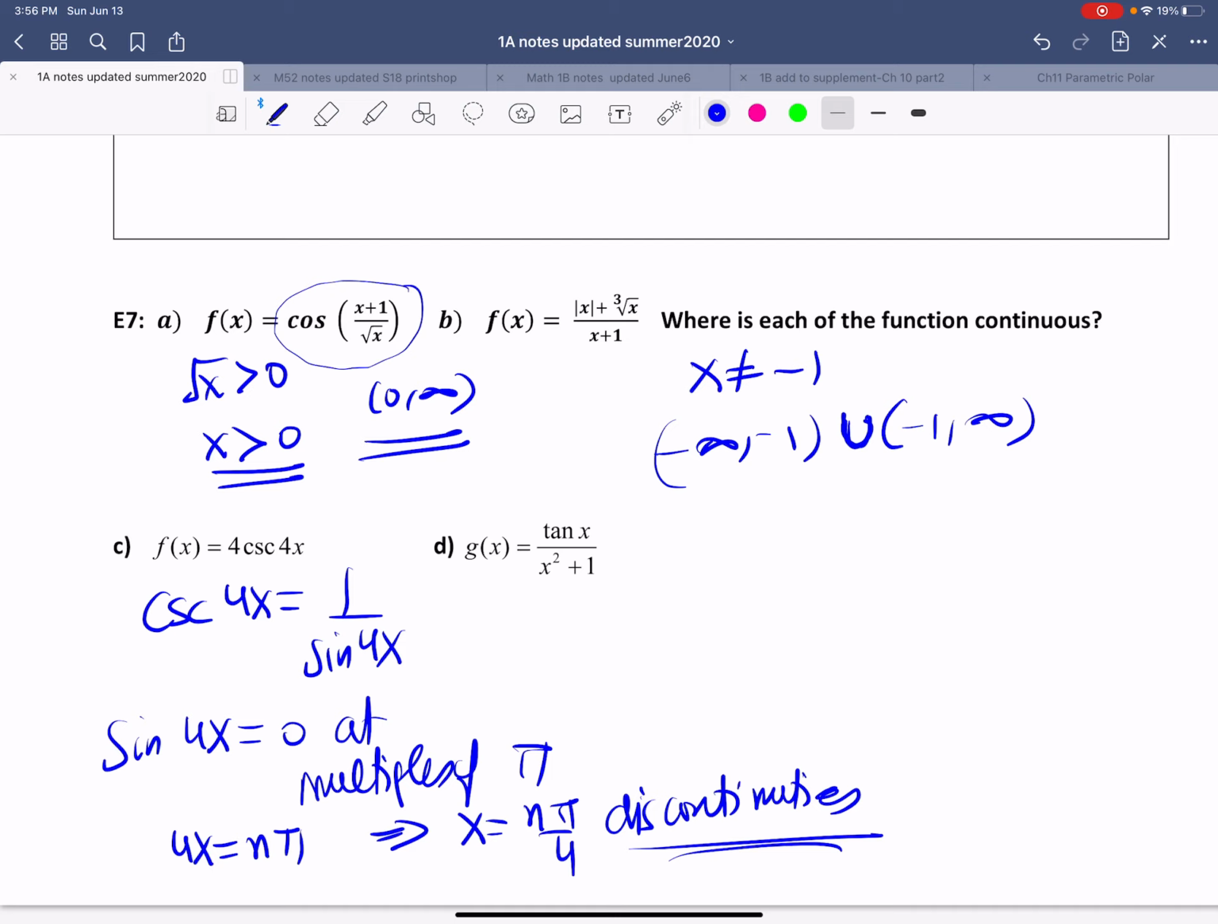n pi over 4. So this is going to be multiples of pi over 4. Right, so x is n pi over 4. That's all we're left with here.